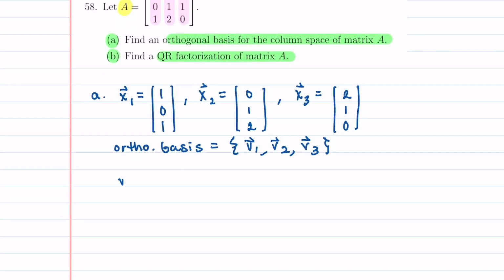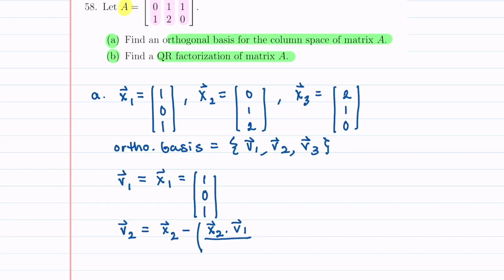Our formula for v1 is just equal to x1. That's because we're going to take our first vector and hold it fixed. So this is our 1, 0, 1 vector. Our second vector, v2, we're going to make orthogonal to vector v1, and we're going to do that with this formula. v2 is going to be x2 minus x2 dotted with v1, all divided by v1 dotted with v1, times v1.